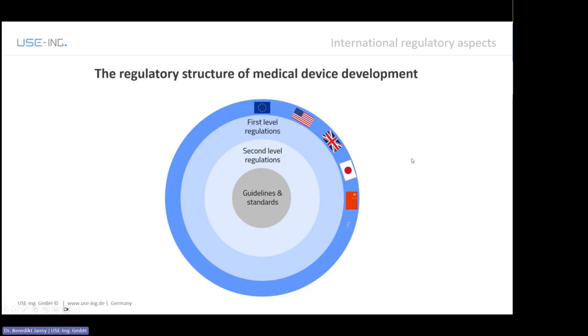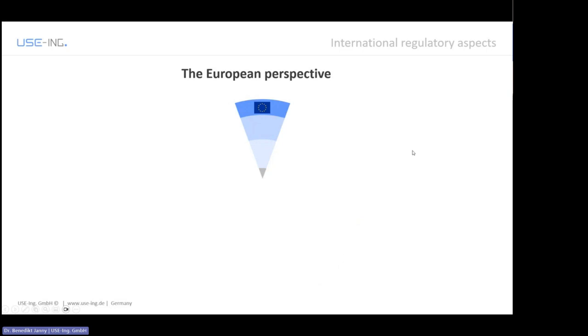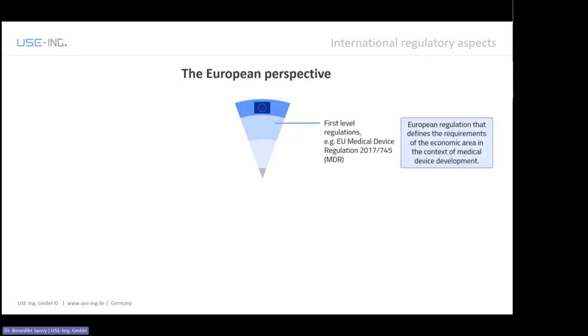And to take it from there, I have one example from my background here back in Europe. From the European perspective, one of the first level regulations is the medical device regulation, like 2017/745, better known as MDR, that some of you might have heard. So it defines the requirements of the economic area we are in, so the European Union right here, in the context of medical device development.